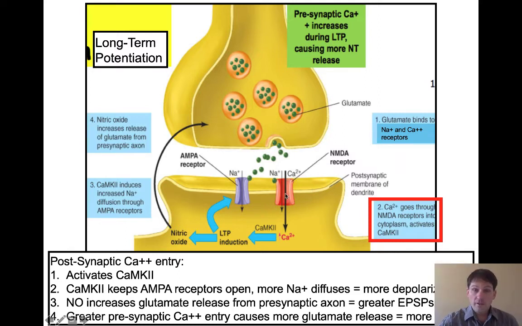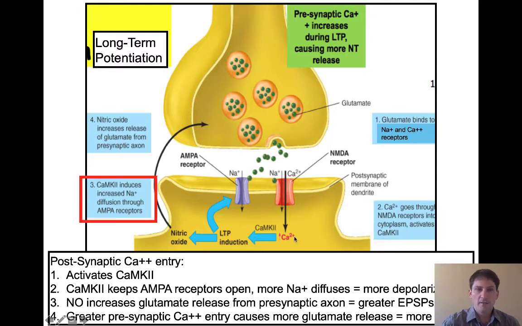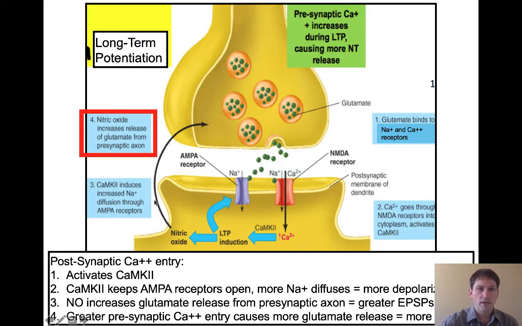So if we look at calcium then, as calcium is coming in through this receptor, it is going to initiate this CAMK2 pathway. But what we see is that is then inducing an increased amount of sodium channels to come through these sodium receptors. So those receptors are going to stay open more and allow more sodium in. At the same time, we see the production of nitric oxide, and nitric oxide is going to increase the release of glutamate from that presynaptic axon.